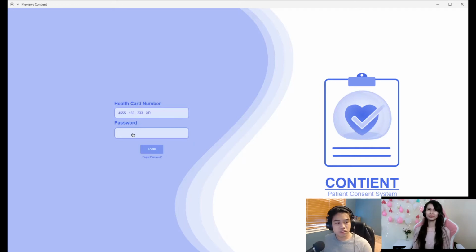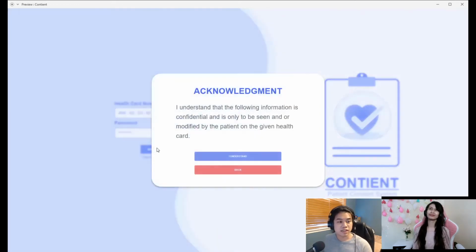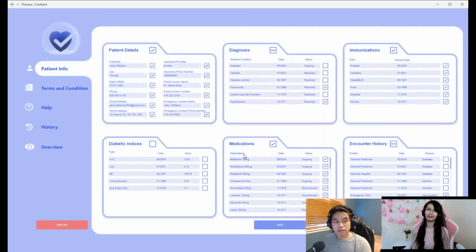All right, let's see how Jane would go about protecting her privacy with CONTIENT. She would input her health card number, her password, and sign in. She'd be faced with an acknowledgement saying that she's about to access sensitive information. And here's the main screen. This is where she would fill out all her information and check mark the ones that she's okay with sharing.